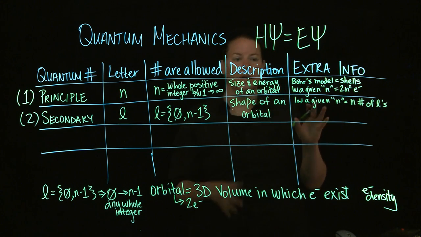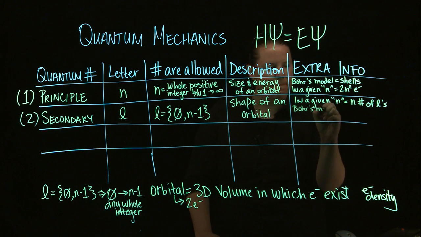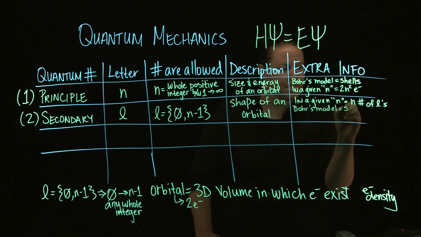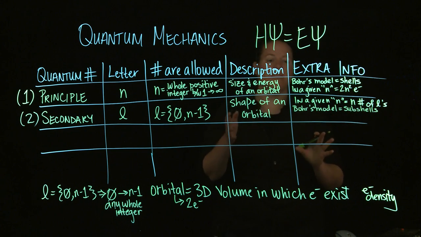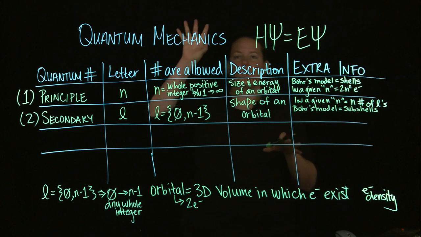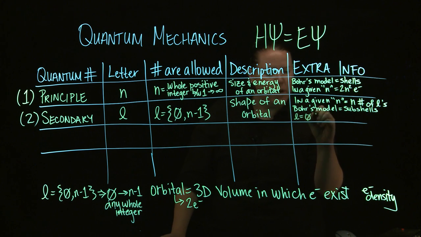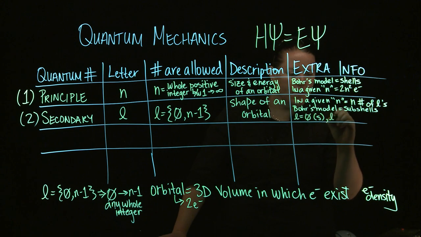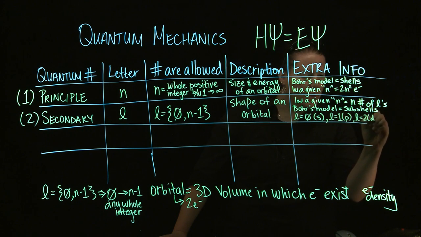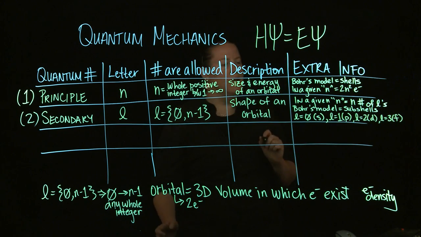And I can also say something else. This corresponds in Bohr's model to the subshells. And if you recall, the subshells were given letters. So I'm going to correlate when L equals some number. When L equals 0, we're going to call that an S. When L is equal to 1, we're going to call that P. When L is equal to 2, we'll call that D. When L is equal to 3, we're going to call that F. Okay? And this is going to be the shape.